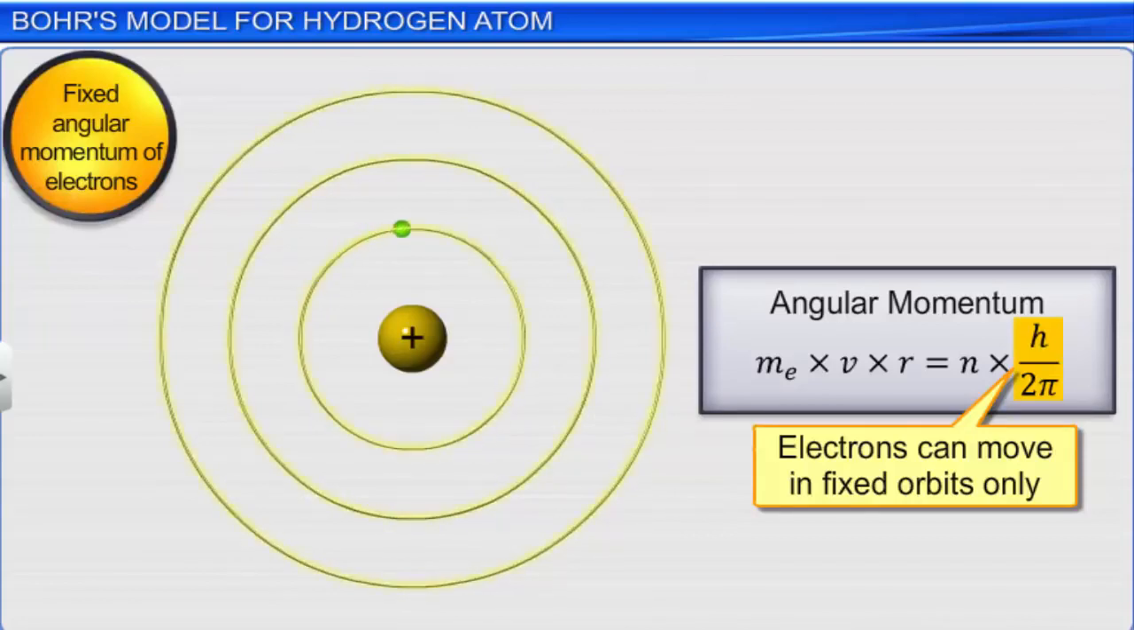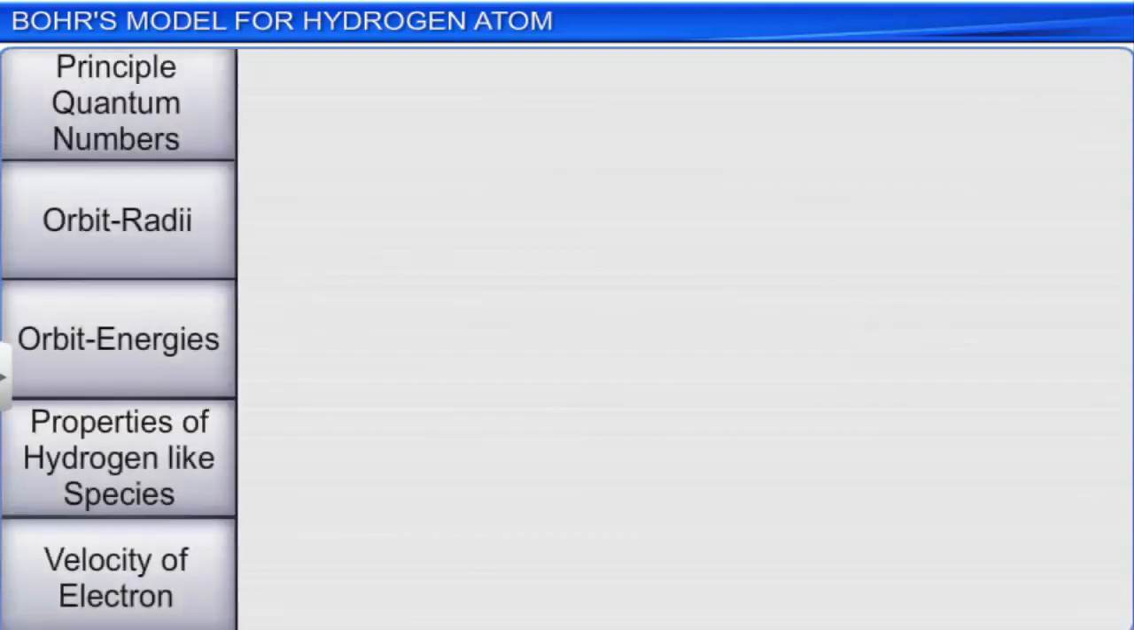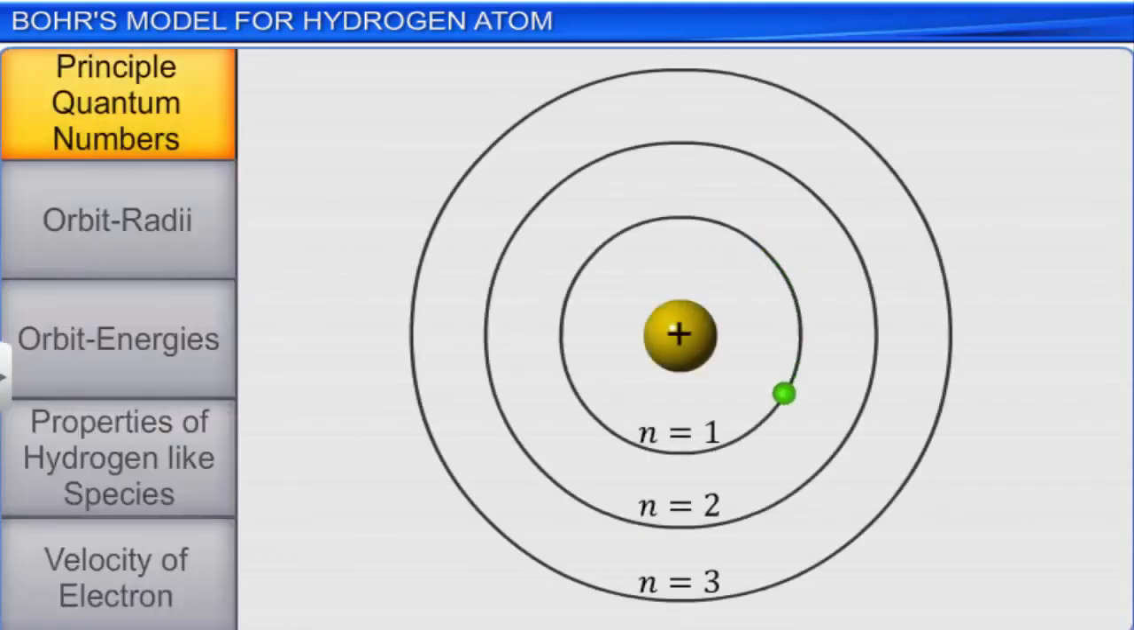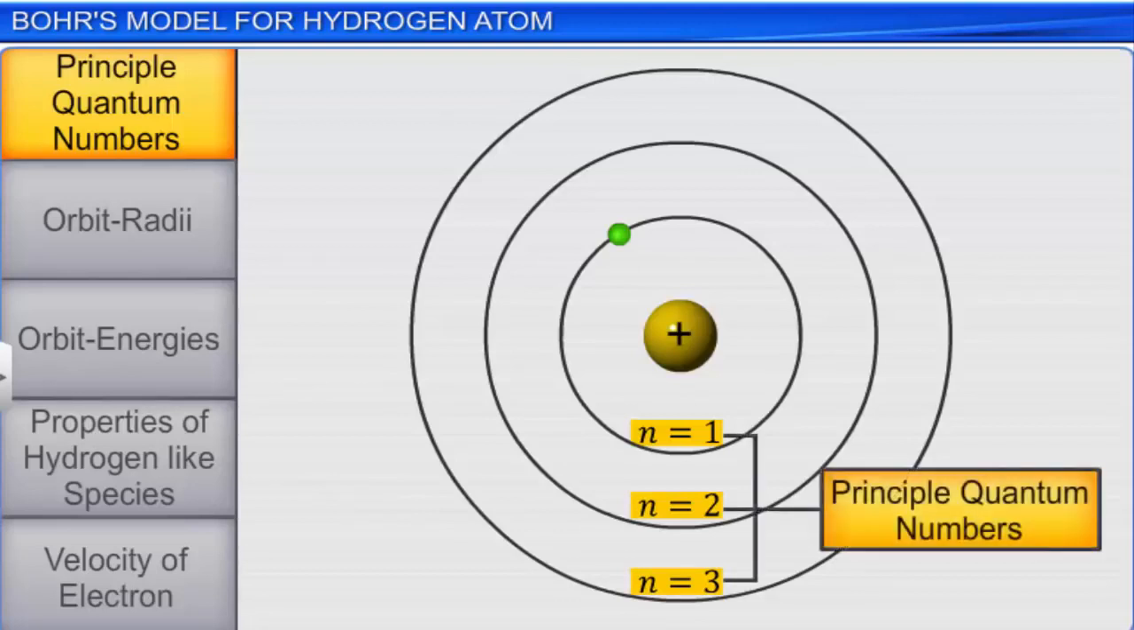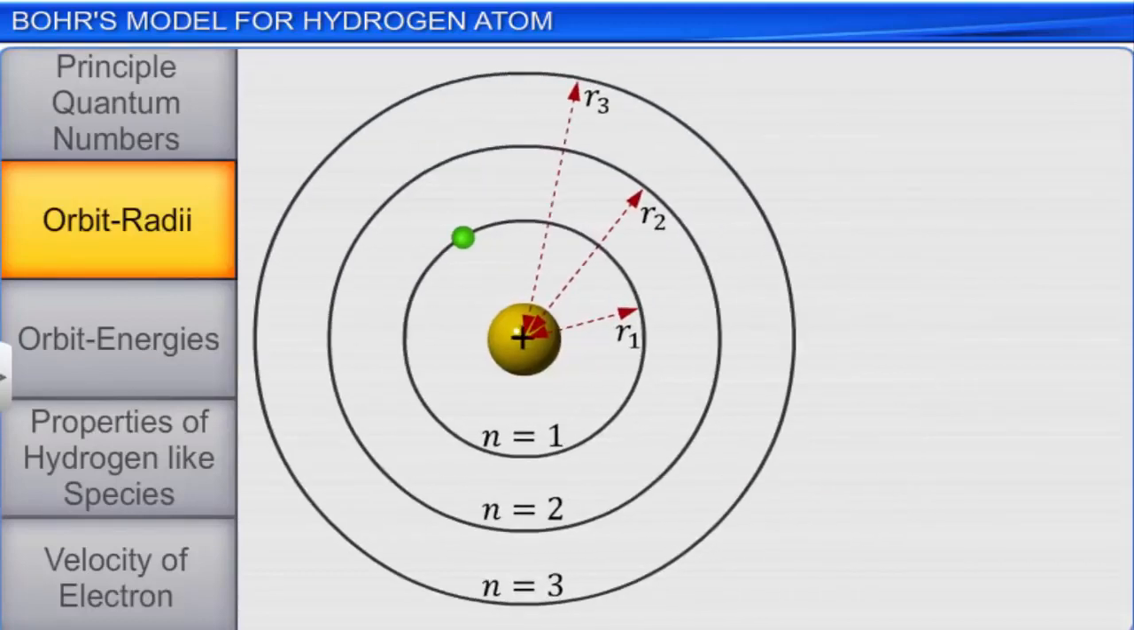Let us now get into more details of Bohr's theory of the hydrogen atom. According to Bohr's theory, the stationary states for electron are numbered n is equal to 1, 2, 3, and so on. These integral numbers are called principal quantum numbers. The radii of stationary states or orbits can be given by the expression radius of the nth orbit Rn is equal to n square multiplied by the constant A0, which is equal to 52.9 picometer.